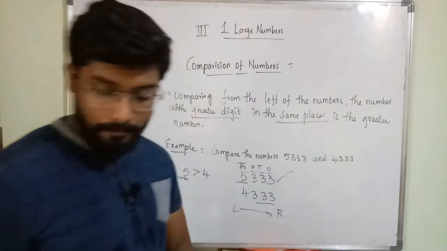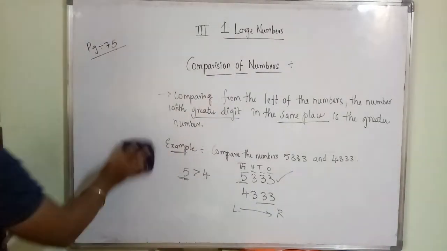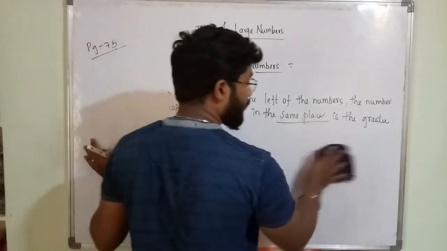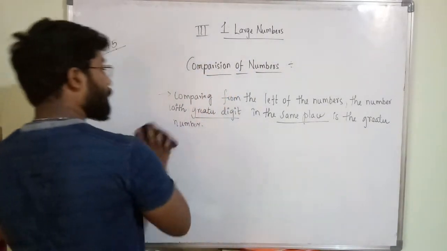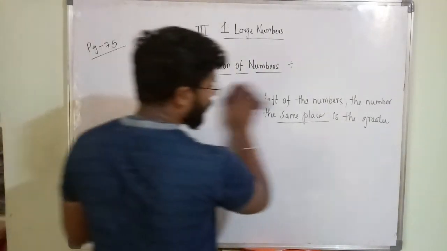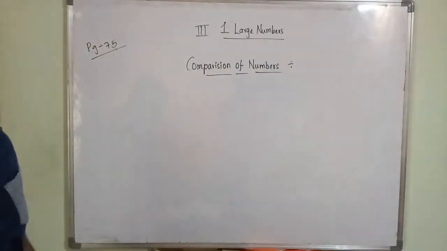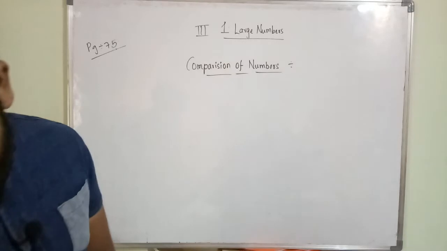If you have the same number of digits, the number which has the greater digit in the same place will be the greater number. Like that you have to understand. So let us see example 1.